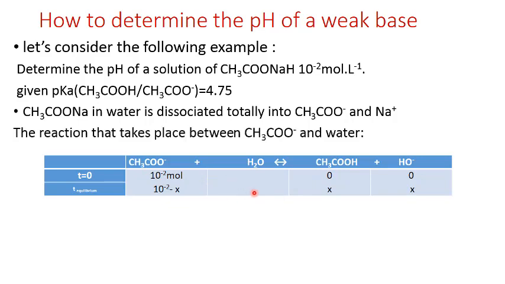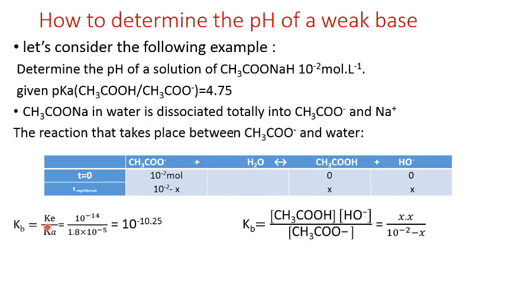Then, what do we have to calculate? We have to find Kb, that is equal to Kw over Ka. It is equal to 10 to the power minus 14, as you know, over the Ka given here, because it is found from the pKa. Then Kb would be equal to the concentration of CH3COOH times OH minus, as any equilibrium, over the concentration of the base. So it is equal to X times X over 10 to the power minus 2 minus X.